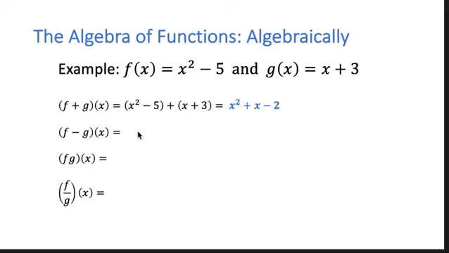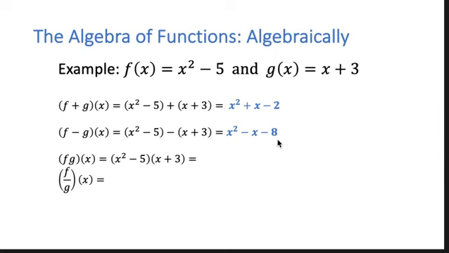Okay, f minus g of x is next. So that's x squared minus 5 minus x plus 3. It's the same as what we did before, except there's a subtraction sign. Now, please remember, you got to distribute that negative sign. So it ends up being x squared minus 5 minus x minus 3. When we combine like terms, we get x squared minus x, and then negative 5 minus 3 is negative 8.